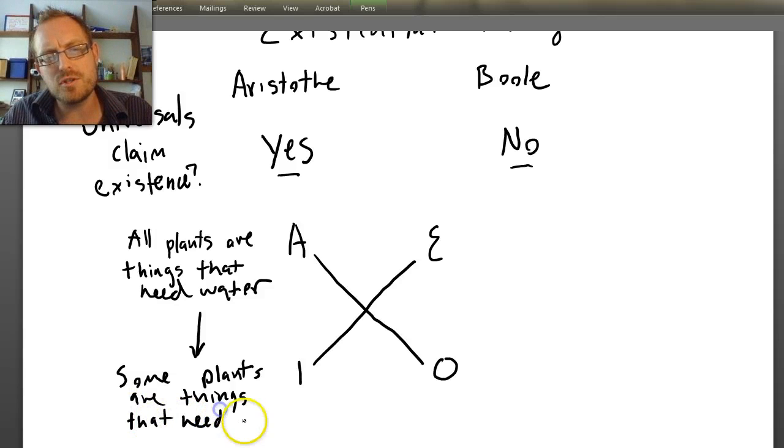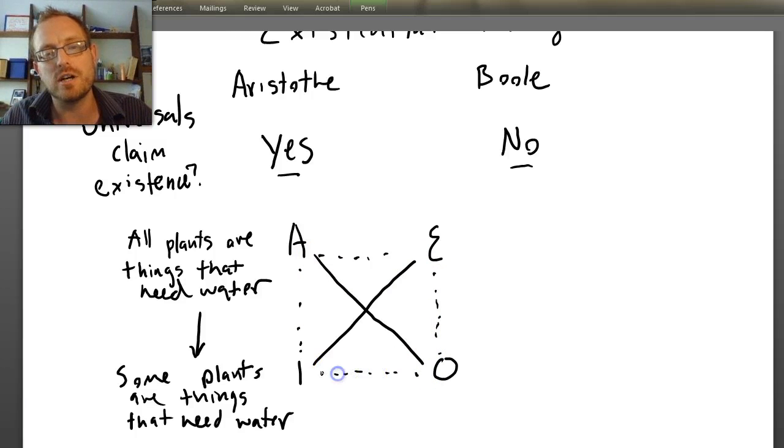You can see here that in the modern square of opposition, we basically just described what the diagonal relations are. But the question here is, what about the vertical and the horizontal relationships? Is there a way of knowing exactly what the truth values are here? So if A is true, will I be true? It would seem that if all plants are things that need water, some plants are things that need water. Now, because of the existential fallacy, Boole says that if this is true, that means you don't know that this is true. Okay?